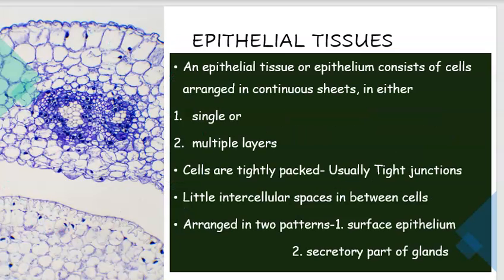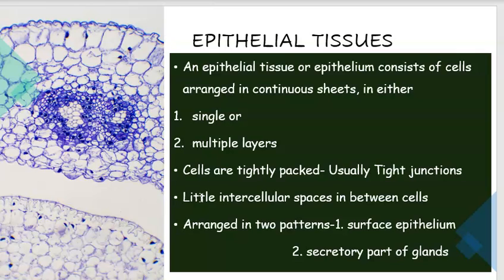Epithelial tissues. An epithelial tissue or epithelium consists of cells arranged in continuous sheets in either single or multiple layers. In this figure, you can see that the cells are arranged in multiple layers or stratified layers. But in some cases, the epithelium, which are very thin, is arranged in a single layer. It depends on the function and the location of the epithelium.